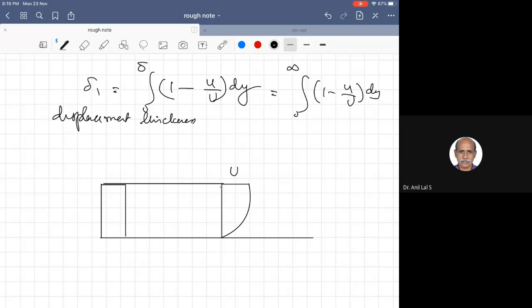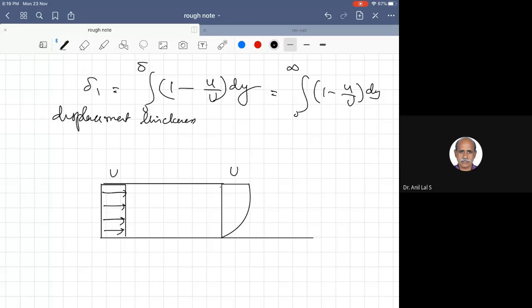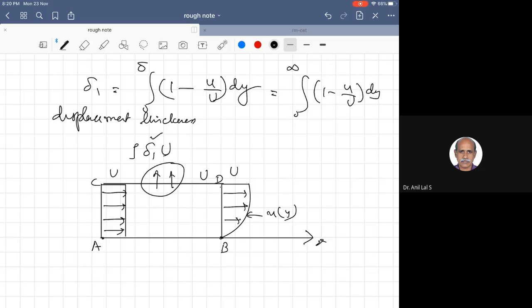So this is U, and we have the potential velocity, which is uniform at the point A, whereas at the point B it has a distribution, and the velocity is given by u of y. Now there is a displacement, and the velocity at the top is U throughout CD. The velocity along the x direction through CD is U, and there is a volume flow rate through the top that gives the mass flow rate rho delta 1 U through CD. Here delta 1 is the displacement.